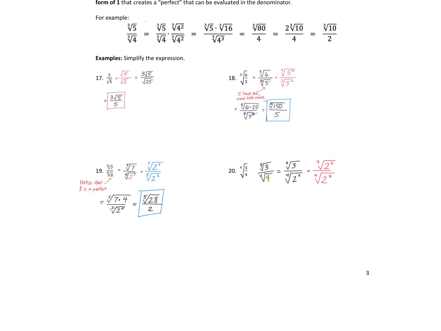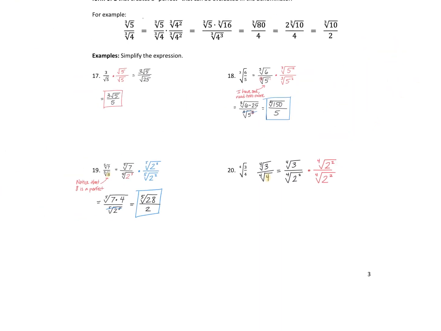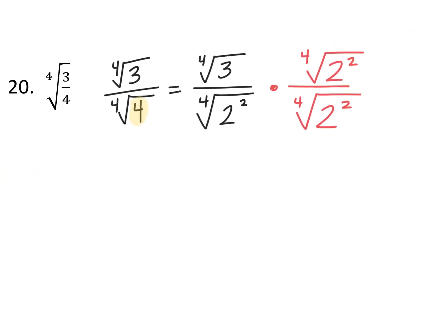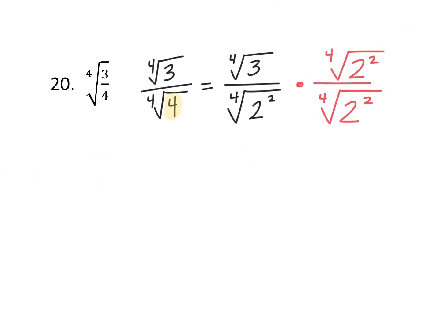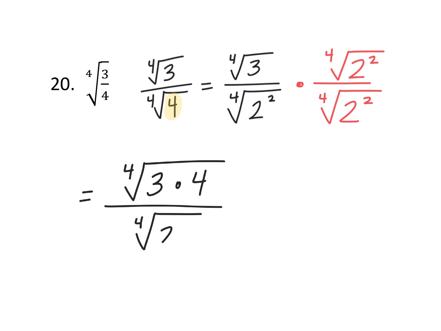Hold up. Okay, I'm just making sure the last one is right. Okay, so you get, let's see, what do we have on the top? That would be the fourth root of 3 times 4, because 2 squared is 4. At the bottom, we have the fourth root of 2 to the fourth. So the fourth root of 12 over the fourth root of 2 to the 4 would be just what?